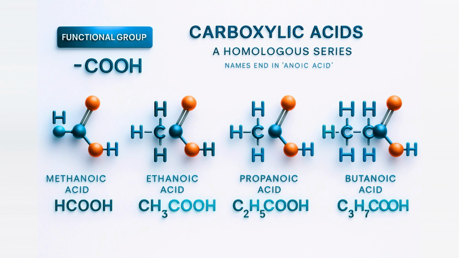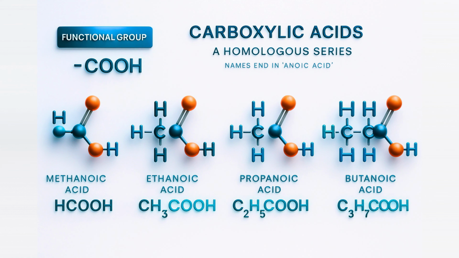In terms of naming, all carboxylic acids end with the suffix anoic acid. For example, the molecule that contains 3 carbon atoms and this functional group is called propanoic acid. For exam preparation, you need to remember the names and structures of the first 4 carboxylic acids in the series. These are methanoic acid, which has 1 carbon atom, ethanoic acid, with 2 carbon atoms, propanoic acid, with 3, and butanoic acid, with 4 carbon atoms.